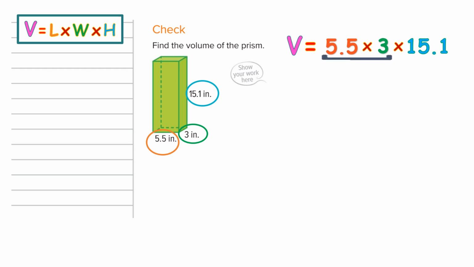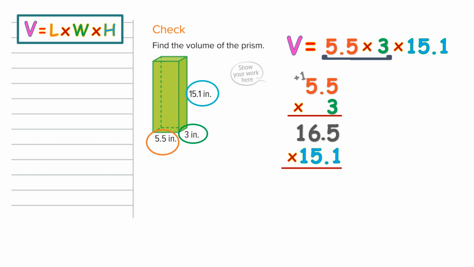So 15.5, excuse me, times 3. Well, 3 times 5 is 15. Carry my addition of 1. 3 times 5 is 15 plus 1 is 16. There's one decimal position, so I move from right to left one time.